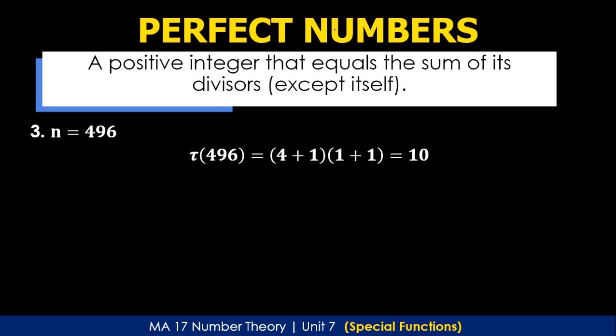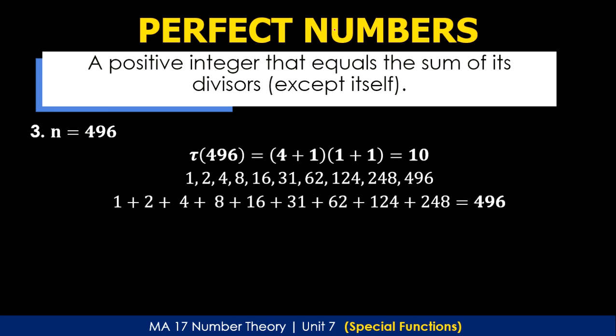And same goes with 496. There are 10 positive divisors, namely 1, 2, 4, 8, 16, 31, 62, 124, 248, and 496. And still, if we add all of the positive divisors except for 496, still we'll have 496.